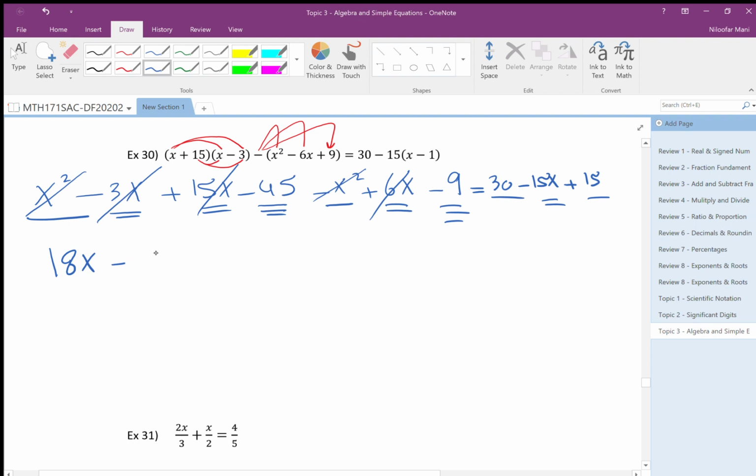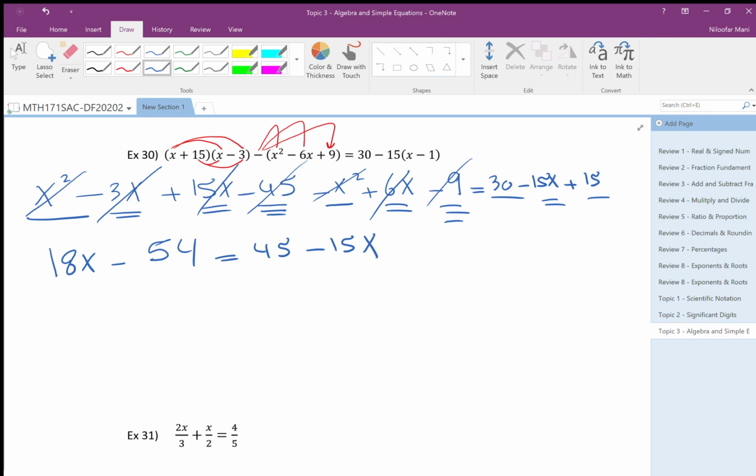When I am done with a term, I cross it out, otherwise I forget, maybe I miss one of them. Even me, if I don't cross them, if I don't group them, if I don't use signs under them, I miss them and make mistakes. So here is 45 minus 15x. Perfect. So simplification of each side, BEDMAS for each side, is essential.